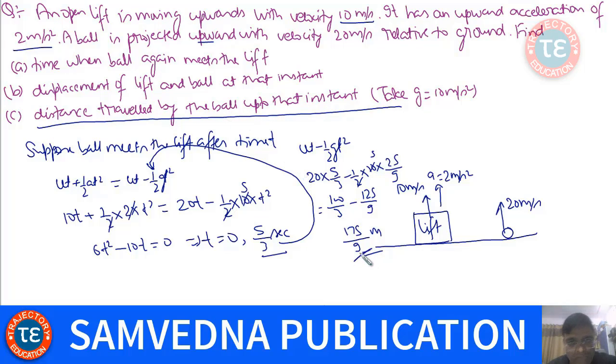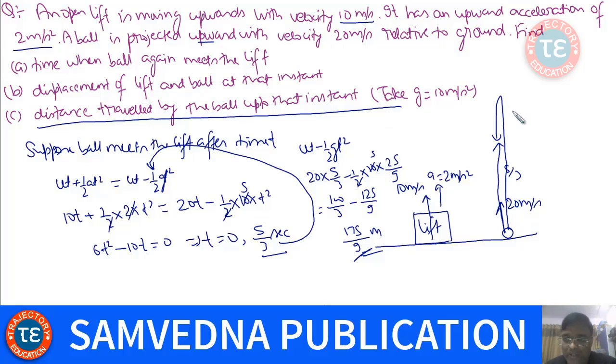See, distance may not be equal to this displacement, may be also equal, may not be equal also. That will depend on whether the ball meets the lift in its upward journey or in its downward journey. If the ball meets the lift in the upward journey after 5 by 3 seconds, then distance and displacement will be the same. But if the ball meets the lift in the downward journey, then distance and displacement will be different. In that case, distance will be this plus this. But if the ball meets the lift in the upward journey, then this distance is the same as displacement.